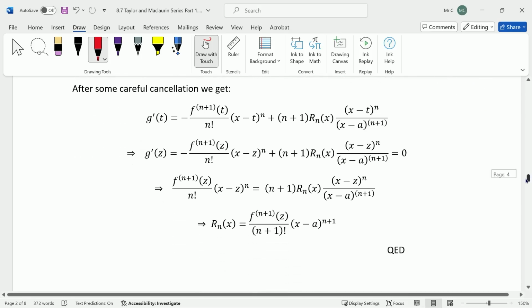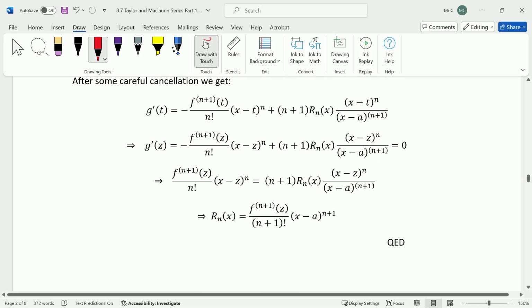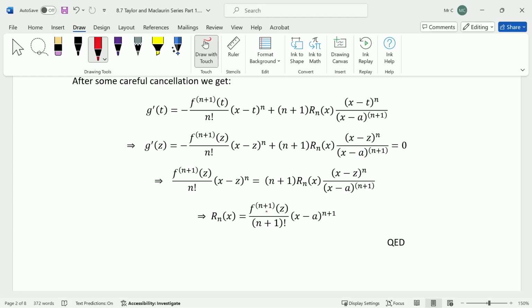And then we do a little bit of algebra to rearrange and solve for r sub n of x. So you can go through, look at those steps carefully, see how it's rearranged. But the result is that we get r sub n of x is the n plus 1th derivative at z divided by n plus 1 factorial times x minus a to the n plus 1 power. Okay.